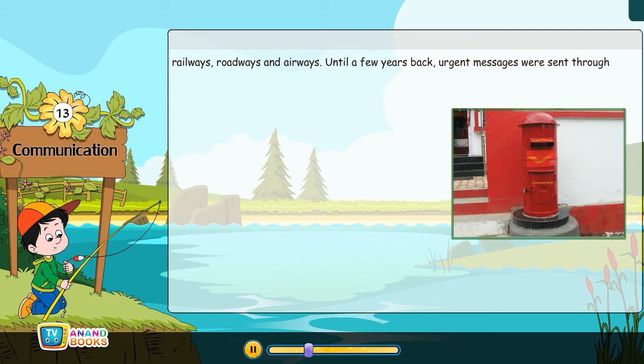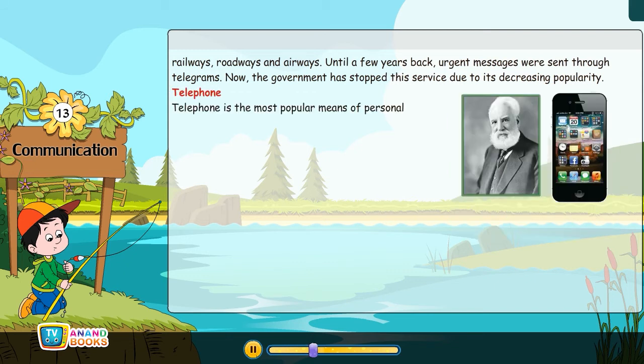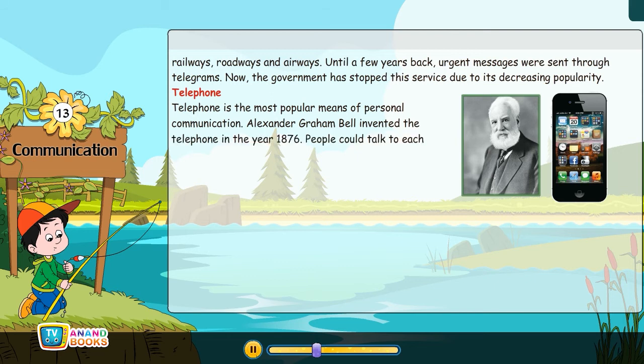Until a few years back, urgent messages were sent through telegrams. Now, the government has stopped this service due to its decreasing popularity. Telephone. Telephone is the most popular means of personal communication. Alexander Graham Bell invented the telephone in the year 1876. People could talk to each other over long distances by simply dialing a number.